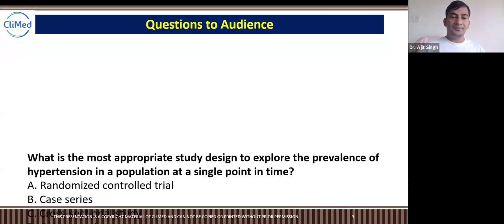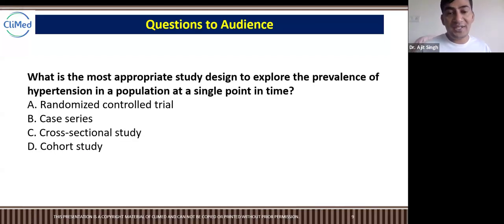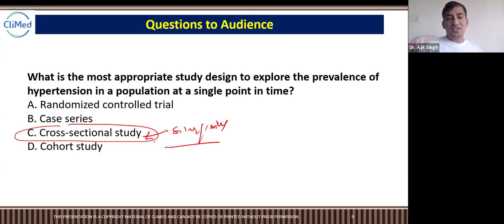Perfect. Okay. What is the most appropriate study design to explore the prevalence of hypertension in a population at a single point in time? Yes, guys, in a single point in time. Cross sectional. It is C. It is cross-sectional study. Cross-sectional studies are the only studies which can be done at a single point of time. Single point of time studies are known as cross-sectional studies.